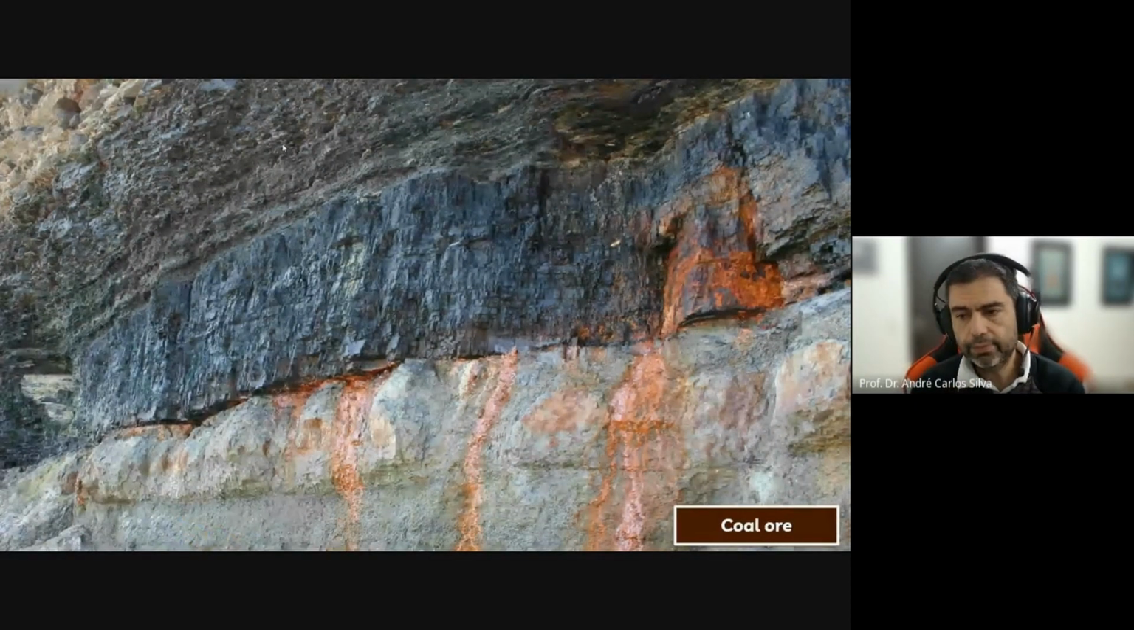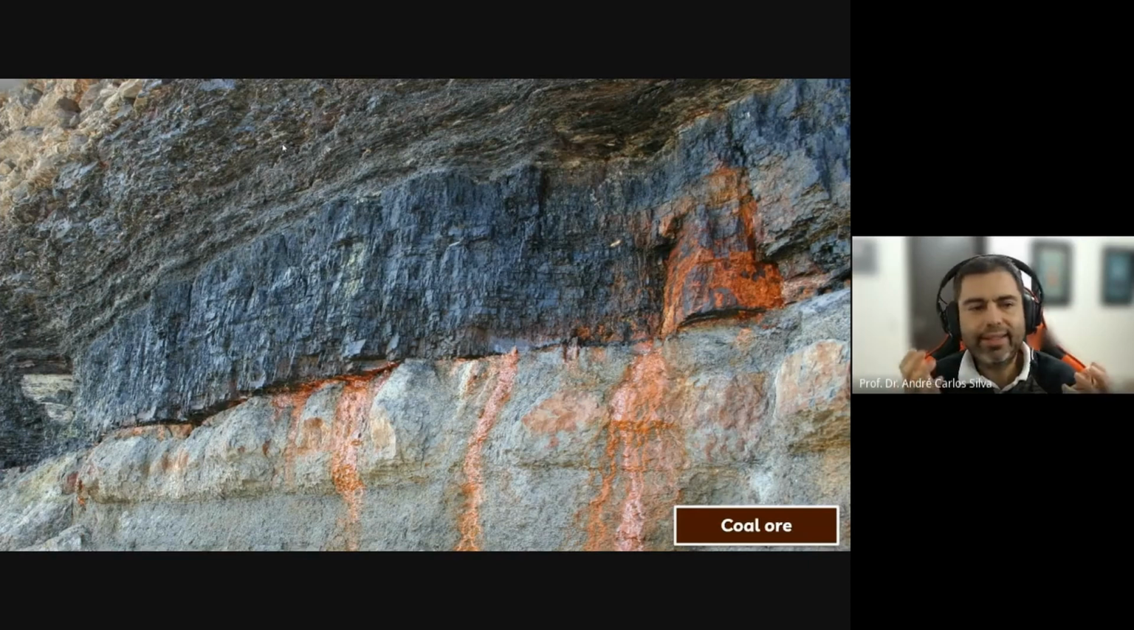So first of all, let me introduce you to some ores, okay? And you guys are going to laugh, but I did this not by mistake, but on purpose. I wrote the word ore after coal. We don't have coal ore. That doesn't exist. That's not the definition of the word ore. Okay? I just put it in here to stress to you guys how wrong this would be.